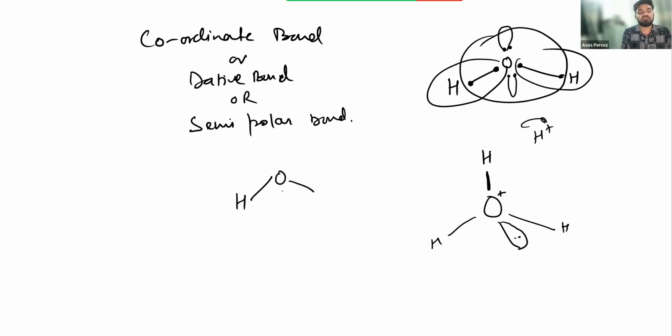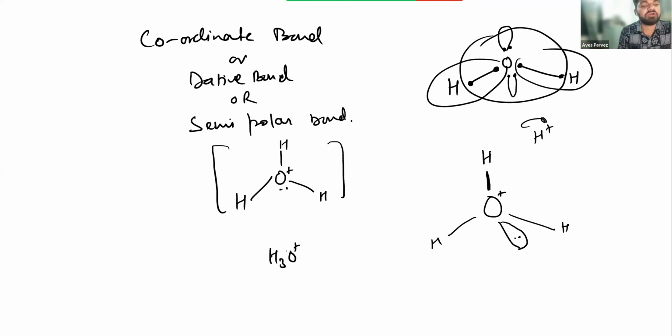So this forms the H3O positive ion. This is called the hydronium ion, H3O positive. Okay, so here we can say that.